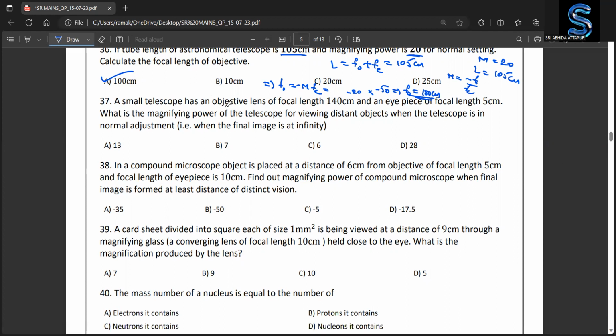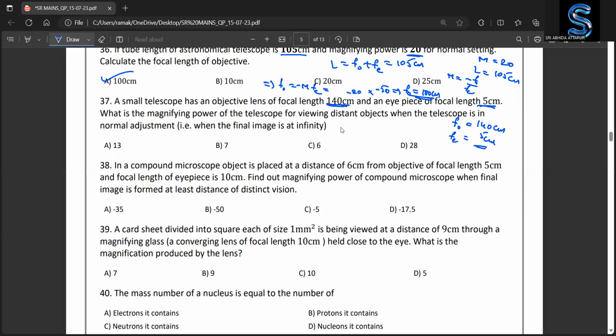Also, the next question: a small telescope has an objective lens of focal length 140 centimeters and an eyepiece of focal length 5 centimeters. What is the magnifying power of the telescope for viewing distant objects when the telescope is in normal adjustment, that is, when the image is at infinity? Here, since the image is formed at infinity, we consider the focal length of the objective as 140 centimeters and the focal length of the eyepiece as 5 centimeters.